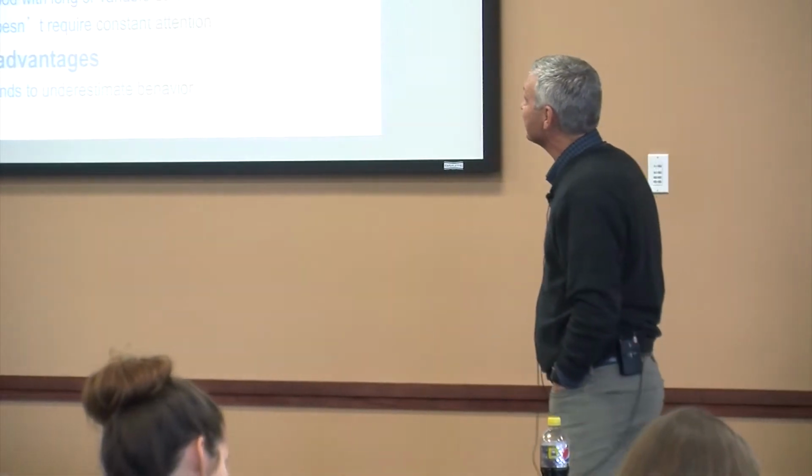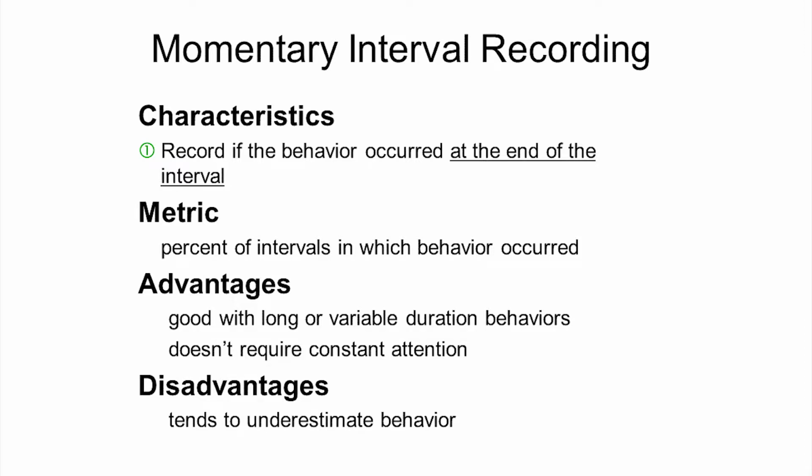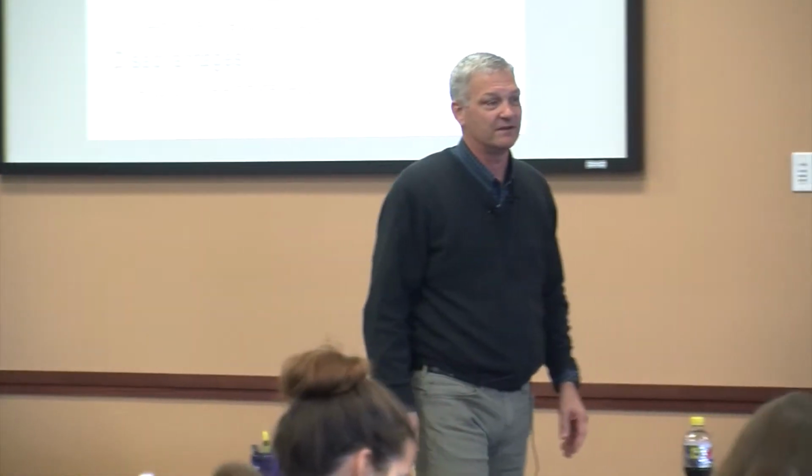Here's another one. This one is for behaviors that do happen a lot. Momentary interval is the easiest one to use of all of the systems we're talking about, but it's only good for high rate behaviors. If you're doing this with a behavior that rarely happens, you're going to get 0% every day because it's just not sensitive enough. Here's what you do with momentary.